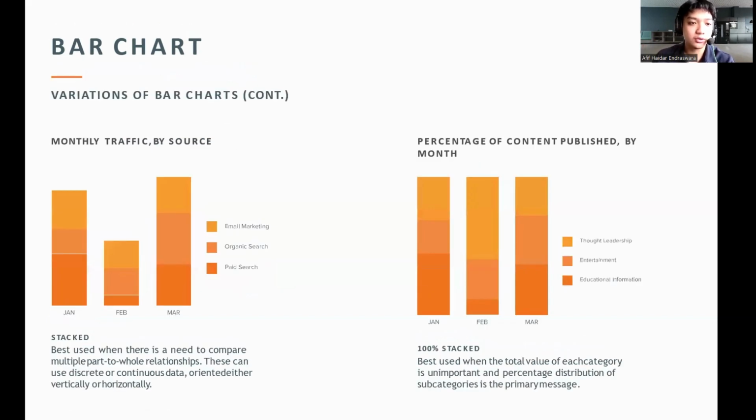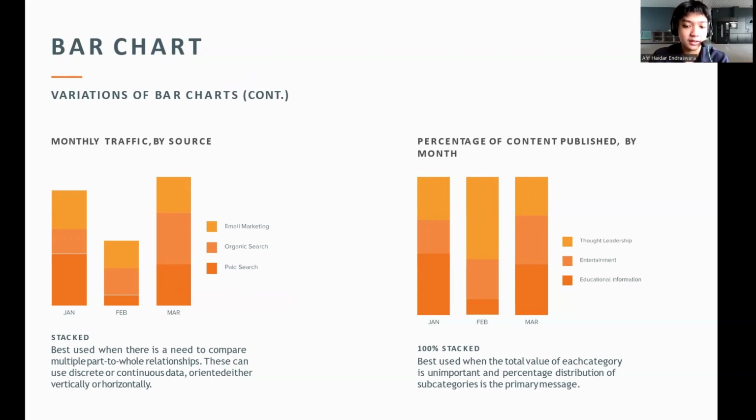Second, we also have variations of the bar chart itself. The first one is stacked and also 100% stacked. The stacked one is basically just three bar charts in one bar. In this case, the example is monthly traffic by source, and there are three categories, which are email marketing, organic search, and paid search.